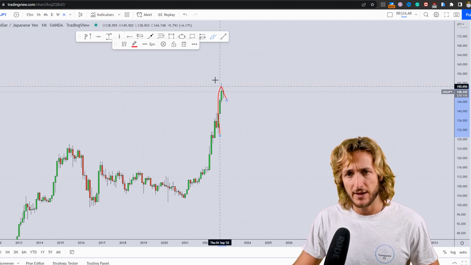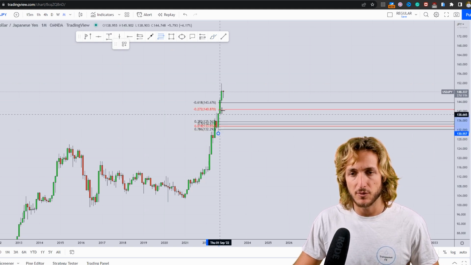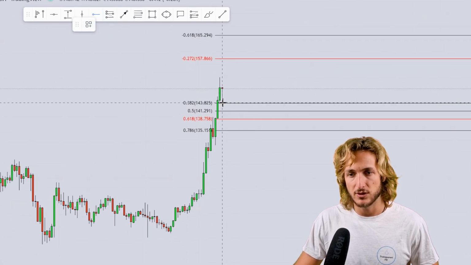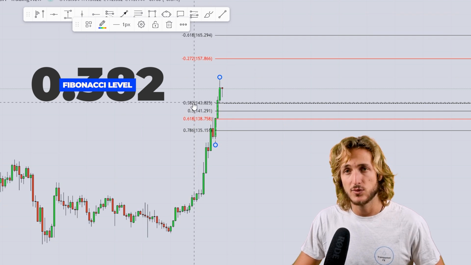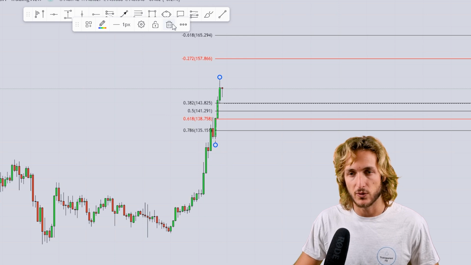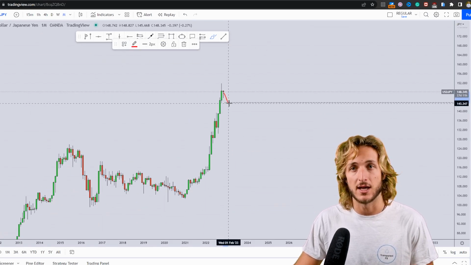Now, in general, after an impulse, if you want to measure the correction, what you have to do is take your Fibonacci from the low to the high of the impulse. And if we do that, we can notice how the market hasn't retraced to the 0.32 yet. But 0.32 is the first Fibonacci level to which you expect the market to provide a correction to in order to not be overextended to the upside anymore.